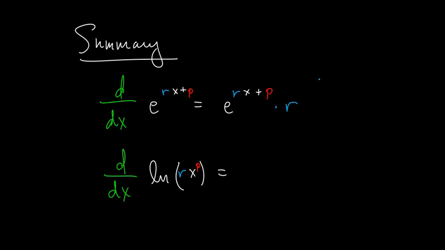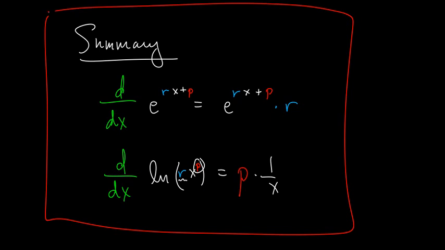How about ln of r times x to the power p? So we put everything together, and what do we get? Remember, the number r out in front doesn't matter at all. And what happens to this number p? It just comes out to the front. So you simply get p times 1 over x. That's what the derivative is. And so there you have it. These are derivatives of slightly more complicated exponential and logarithmic functions.